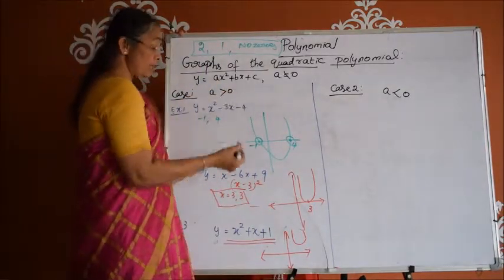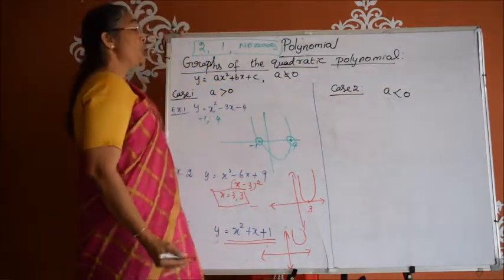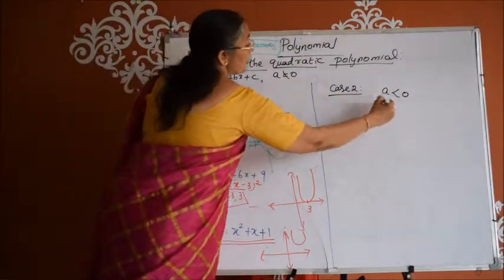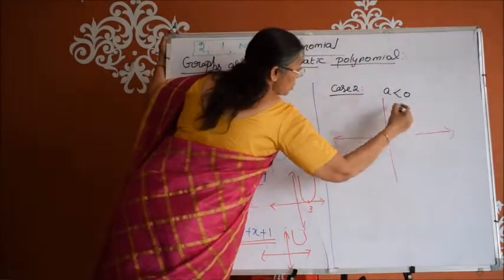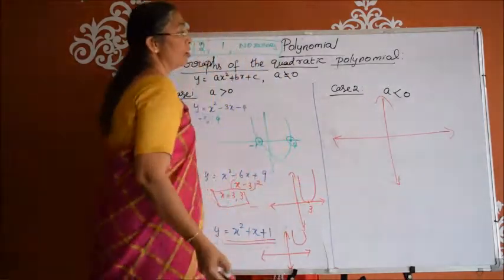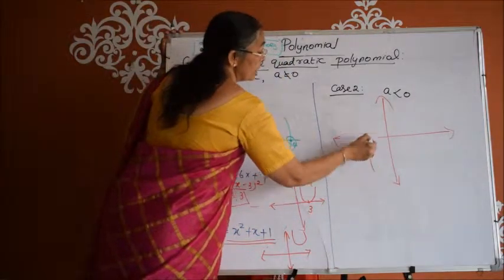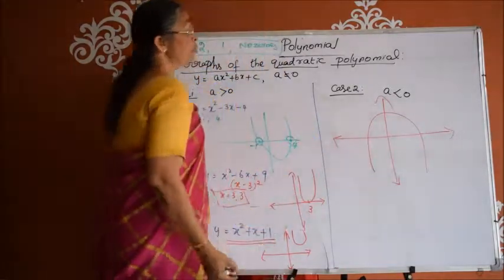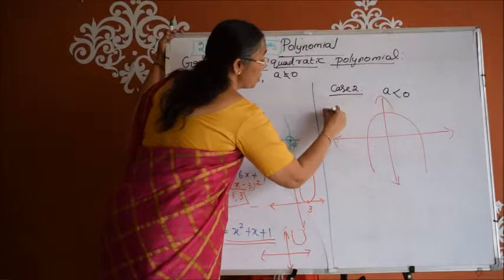Now, all these 3 cases we can discuss even for the value of a which is less than 0. So, when we have 2 zeros for the given quadratic polynomial and a value is less than 0, then the graph will be a downward parabola, and for a value less than 0, this is 2 zeros.